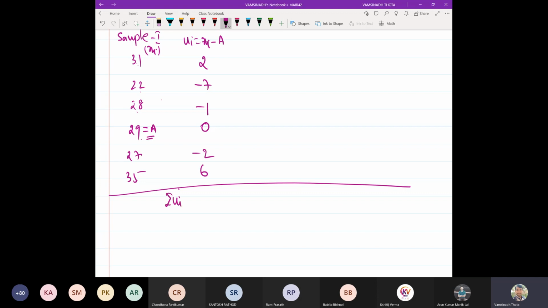So the summation of UIs is what? You see here, 2 minus 2 cancels, minus 8 and 6. So that is minus 2. So U bar is equal to 1 upon how many observations? 1, 2, 3, 4, 5, 6. So N1 is equal to 6. It is given by 1 by 6 times the summation of UIs. So that is minus 2 by 6, so that is minus 1 by 3.